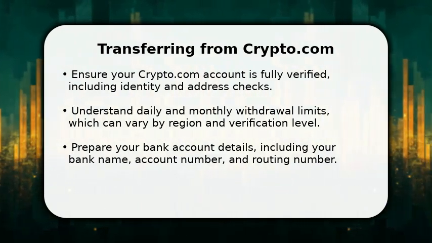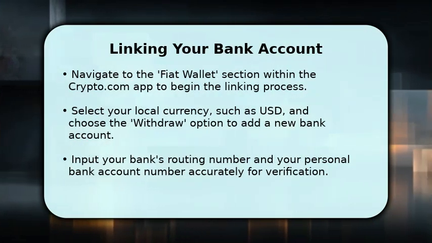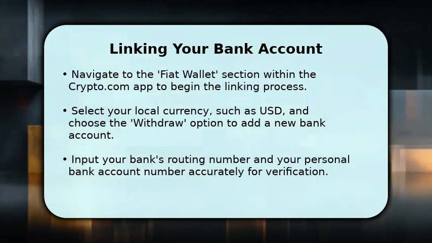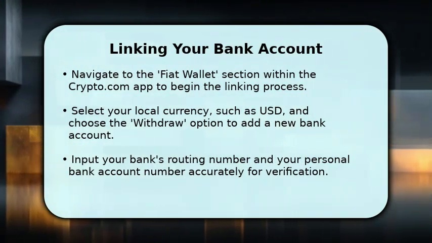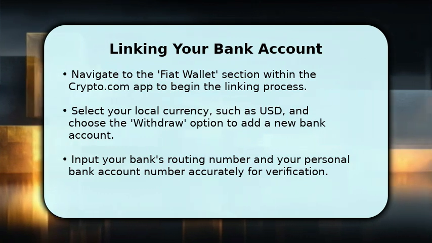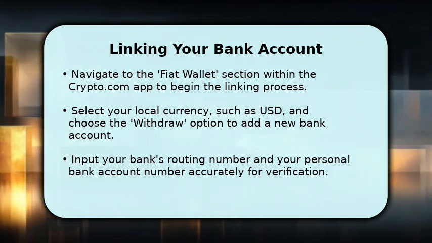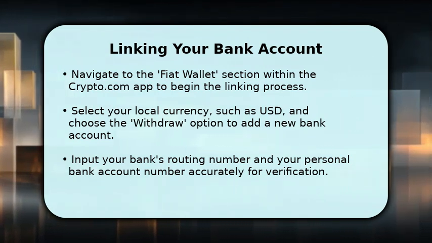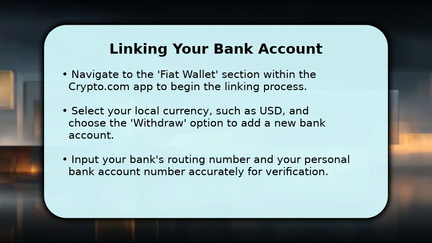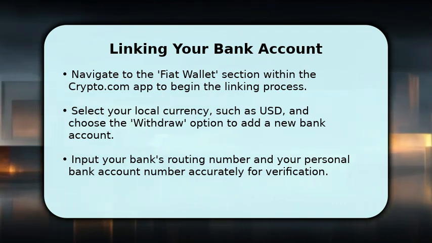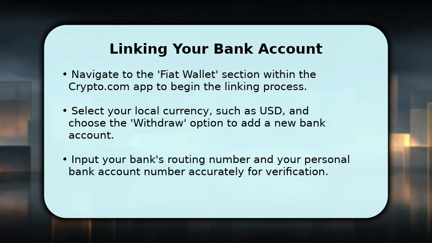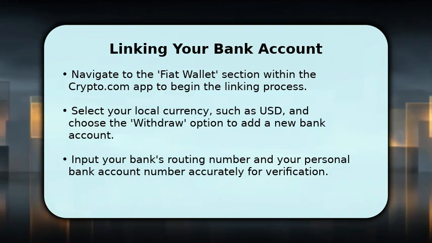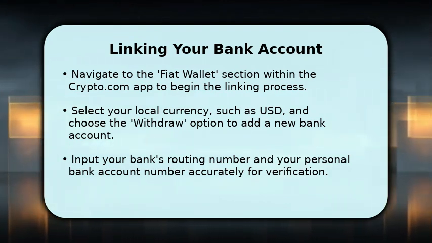setup process. To link your bank account, open the crypto.com app and go to the Fiat Wallet section. Here, you'll select your preferred local currency, for example, US dollars, and then tap on the Withdraw option. You will then be prompted to add a new bank account. Carefully enter your bank's routing number and your personal bank account number. Double-check these details to ensure accuracy and prevent any transfer issues.